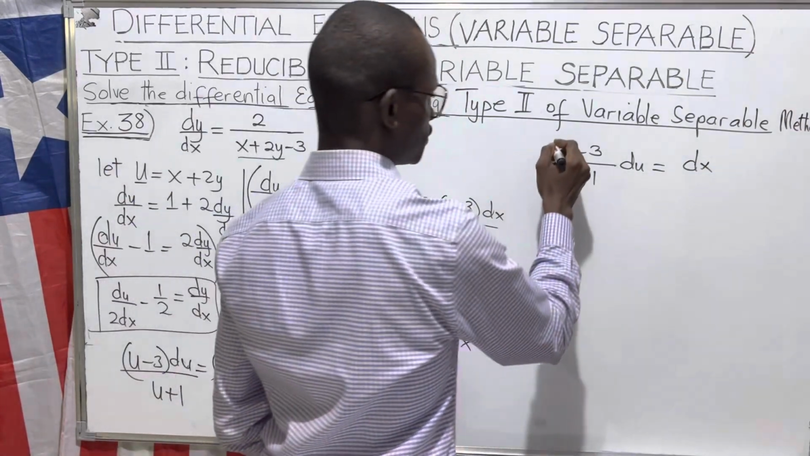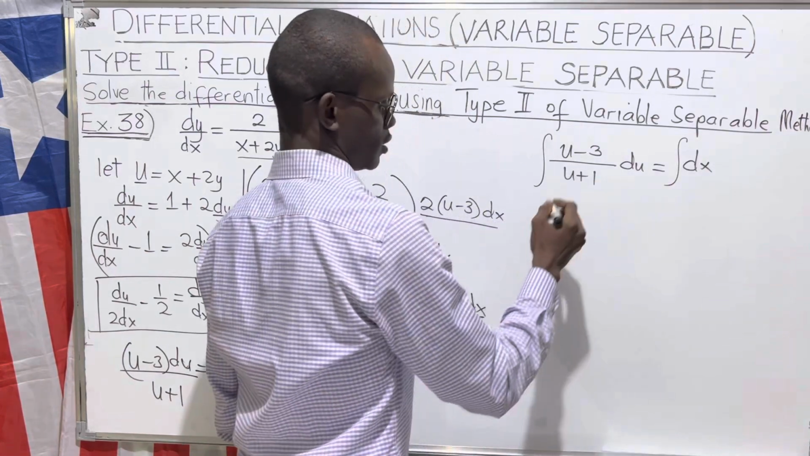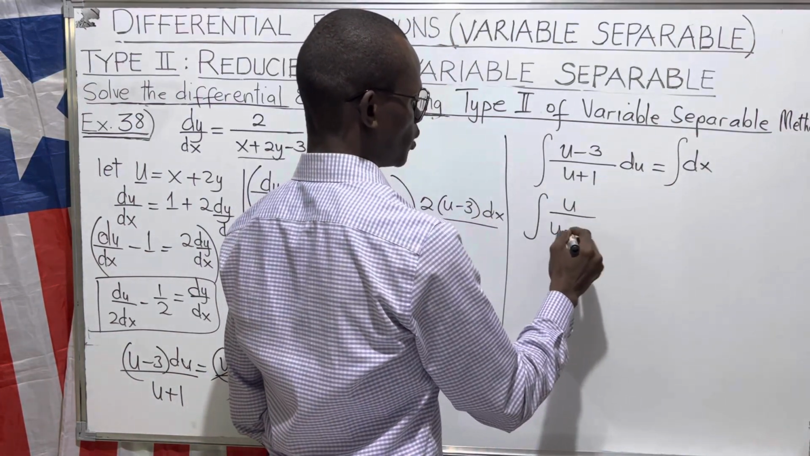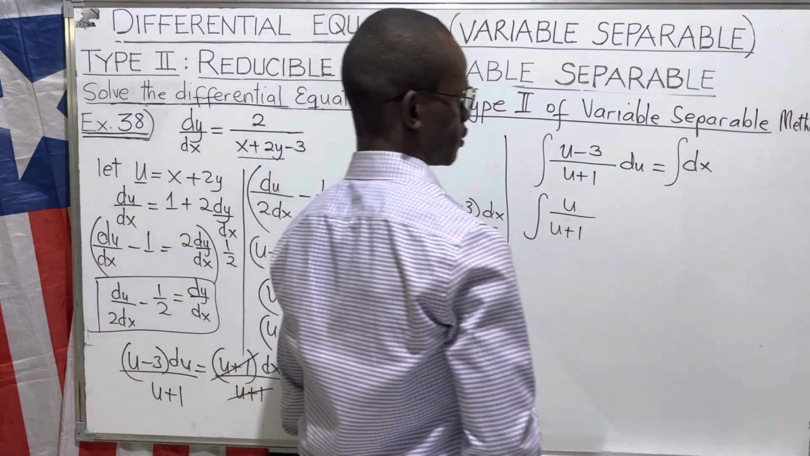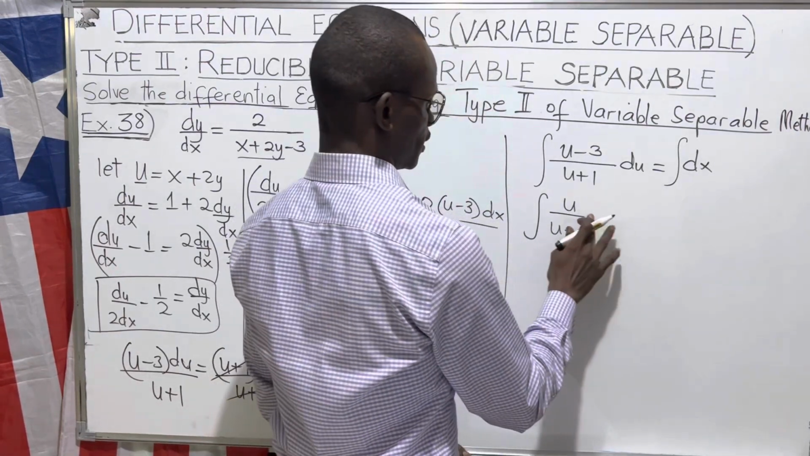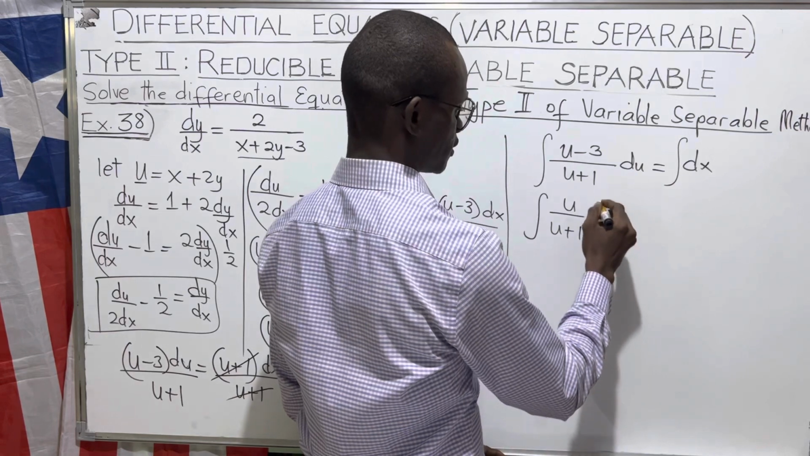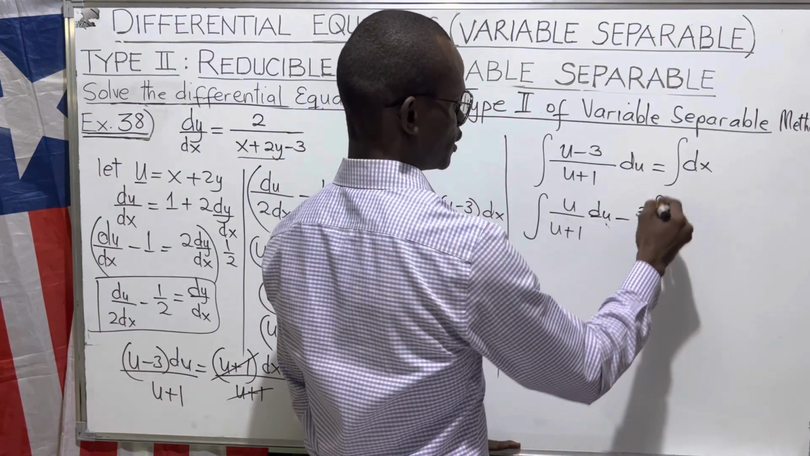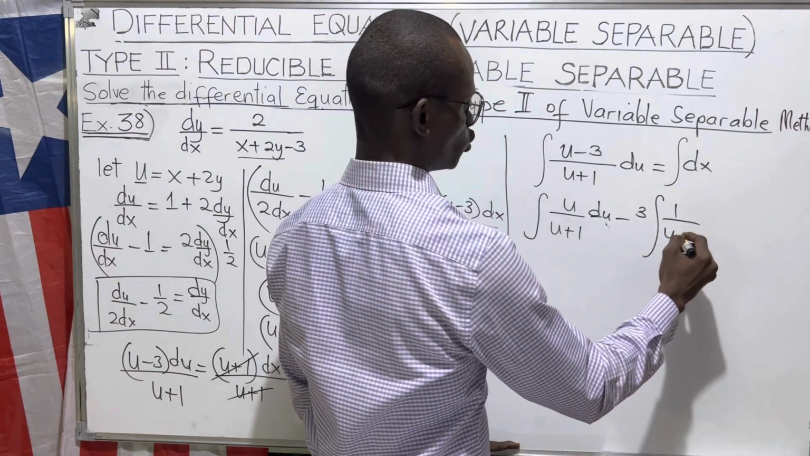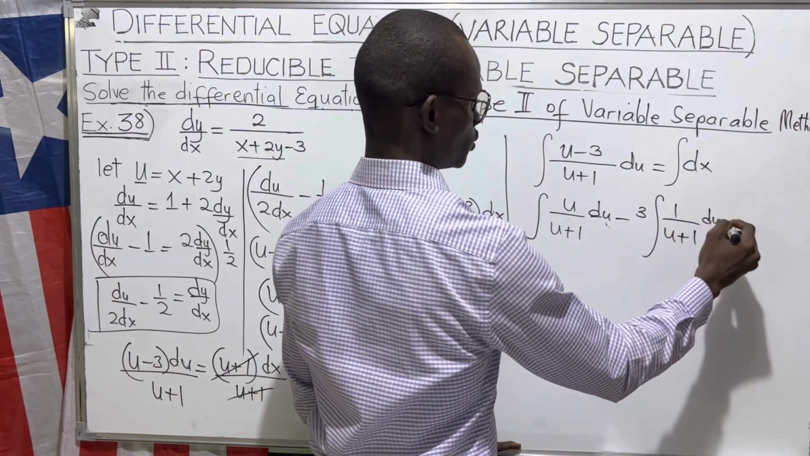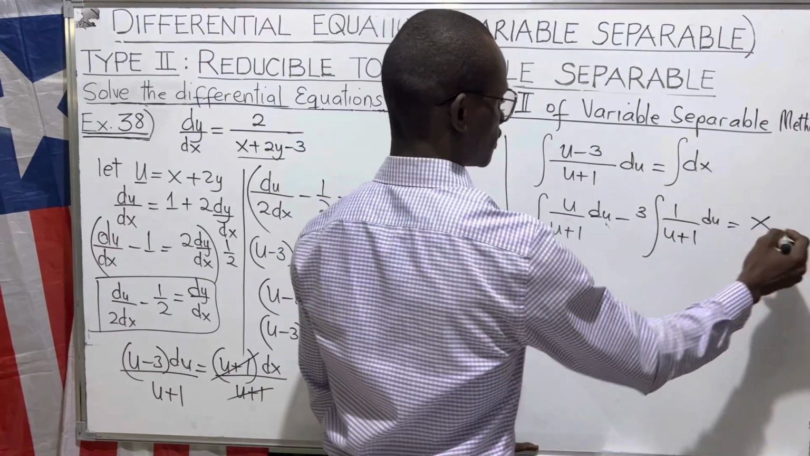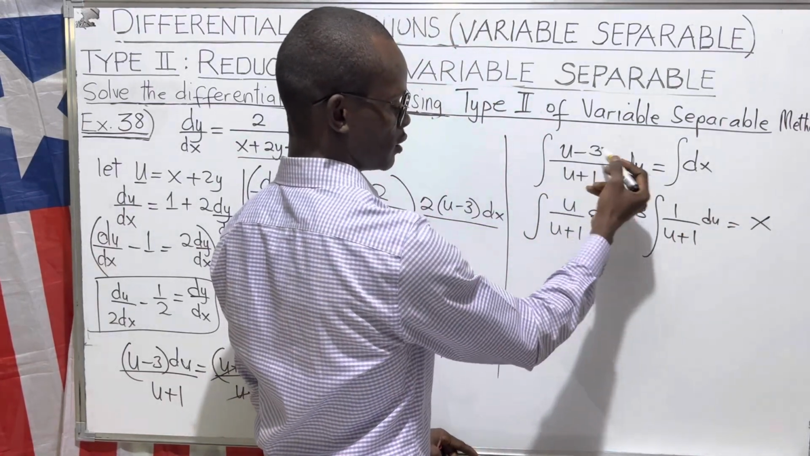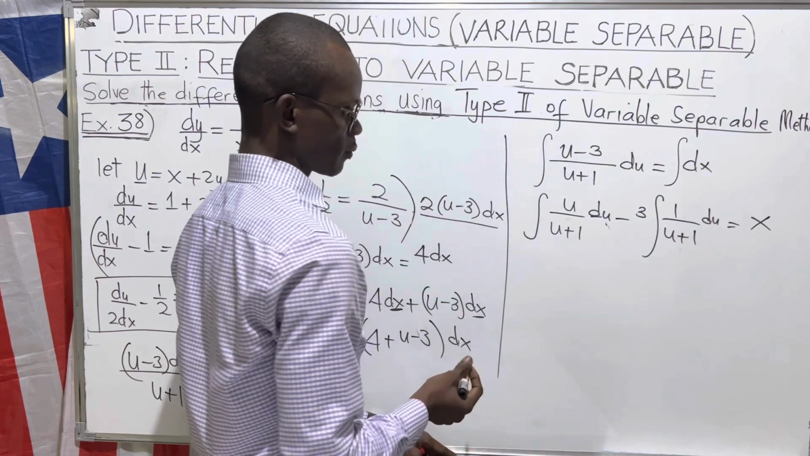So we can integrate both sides to find our general solution. For this side, we have the integral of u over u plus 1, and then minus 3 times the integral of 1 over u plus 1 du, equals the integral of dx, which is just x. So we separated this: we took u over u plus 1, and that's how we separated it.